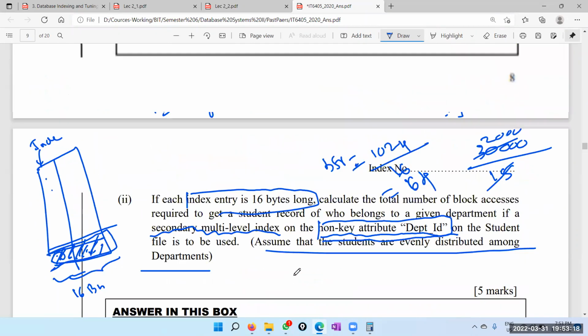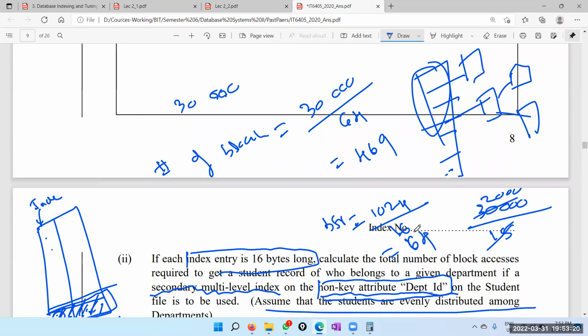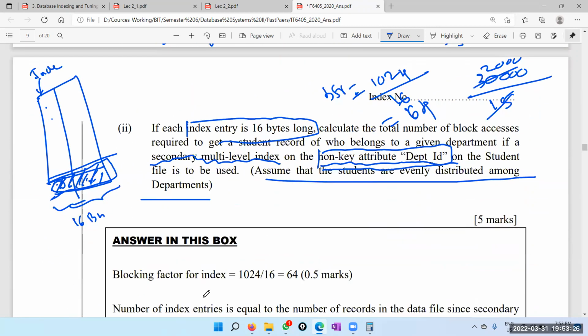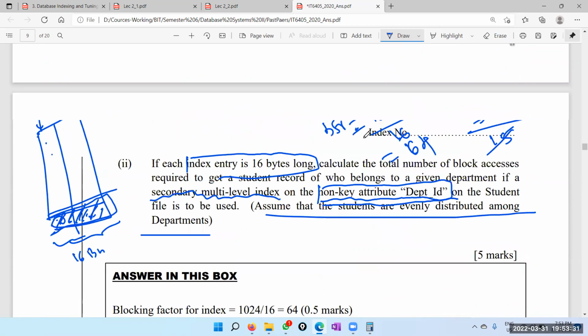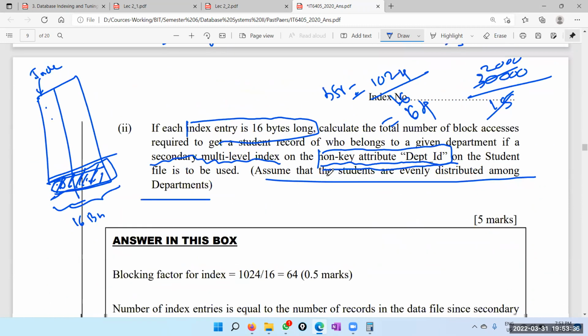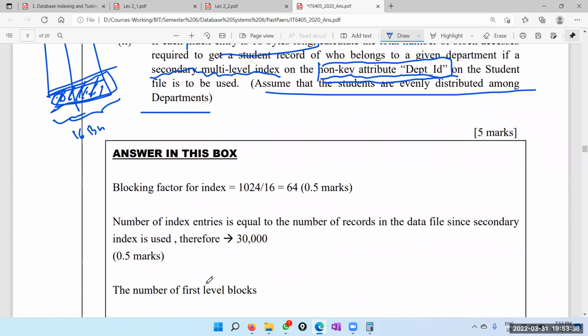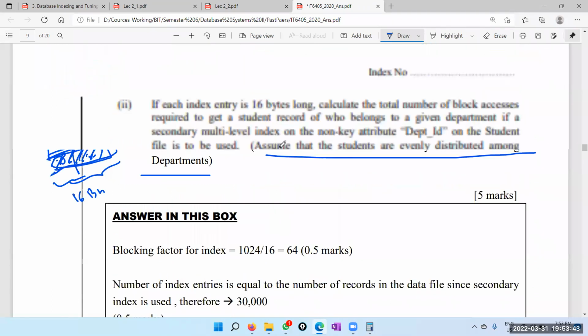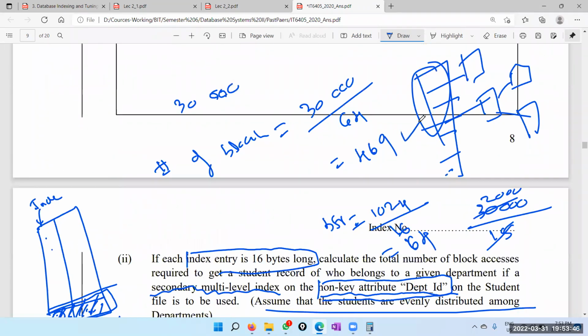Block factor is 64, right? So we found that block factor is 64. Out of 5 marks, now we have got 0.5. Number of index entries is 30,000, that we also used. So maybe the number of blocks we need now: the number of first-level blocks is 30,000 divided by 64, which is 469. So we got that also. Okay, that means we are on track. So far, so good.